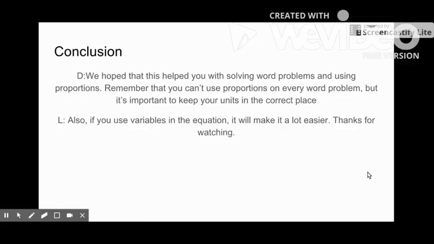We hope that this helped you with solving word problems and using proportions. Remember that you can't use proportions in every word problem, but it's important to keep your units in the correct place. Also, if you use variables in an equation, it will make it a lot easier to think.